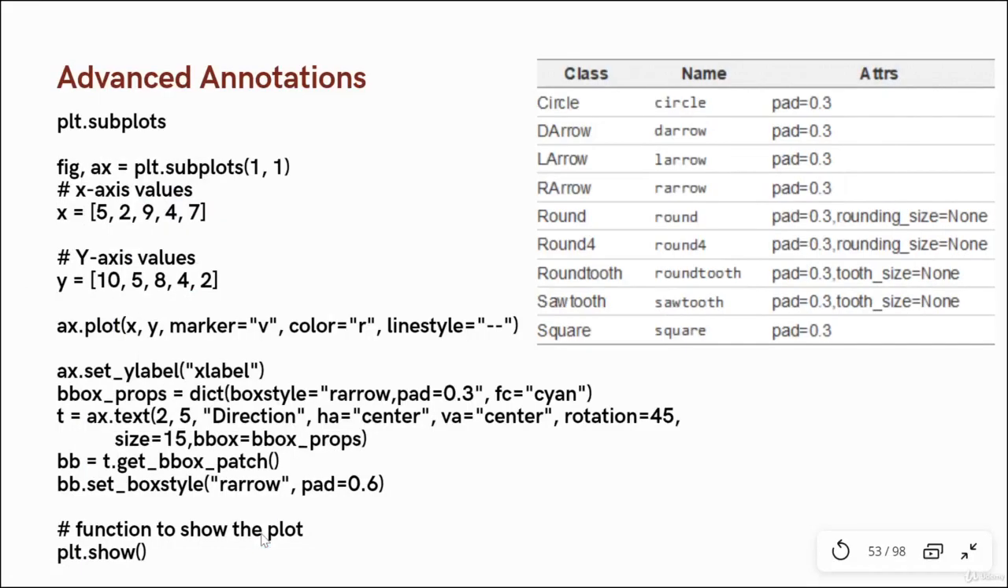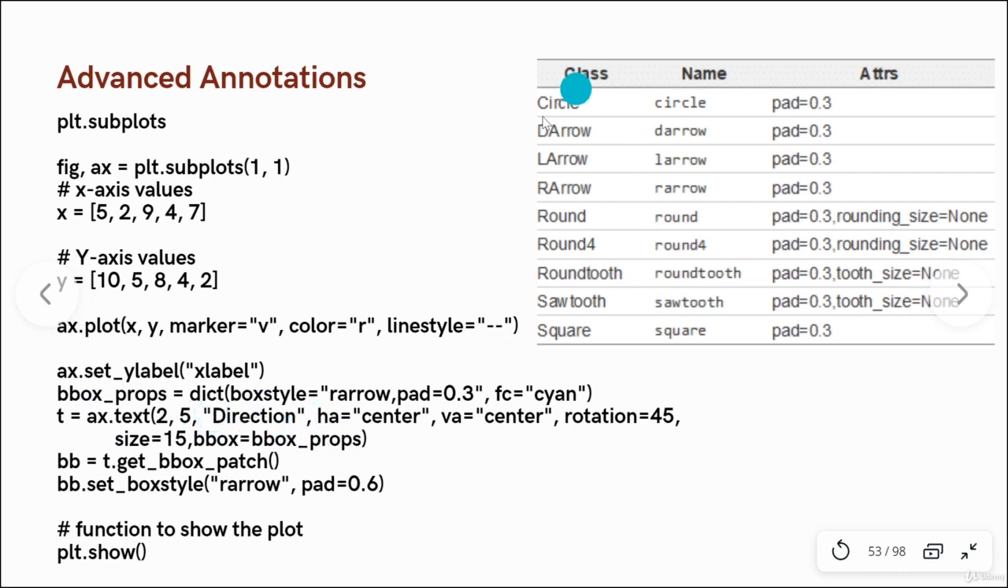Now, how to do it? Let us understand. Again, the same x and y values, the same ax.plot. This time what I want to do is place my text inside the arrow and direct it onto the desired location. It can be done. I'm defining a variable bbox_props equal to dict. That is the function you need to use.